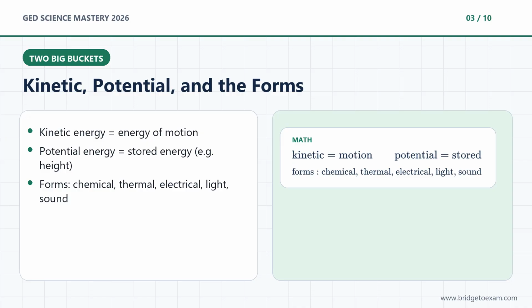Let's sort energy into two big buckets. Kinetic energy is the energy of motion. Anything moving has it. Potential energy is stored energy. For example, the energy something has because of its height, ready to be released. Beyond those two buckets, energy appears in familiar forms. Chemical energy stored in fuels, food, and batteries. Thermal energy, which is heat from moving particles. And electrical, light, and sound energy. So remember, kinetic is moving, potential is stored, and the forms are just different ways energy shows up.